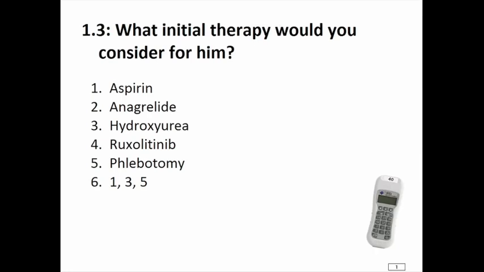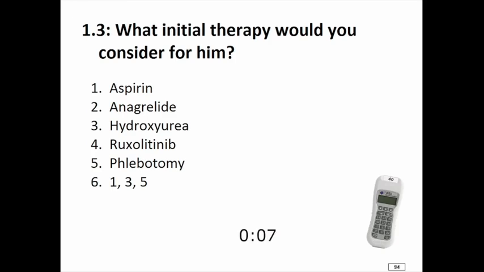So here's our patient who most of you thought had polycythemia vera. What is the treatment that we would recognize for him or recommend? Aspirin, anagrelide, hydroxyurea, ruxolitinib, phlebotomy, or numbers 1, 3, and 5. That is aspirin, hydroxyurea, and phlebotomy.